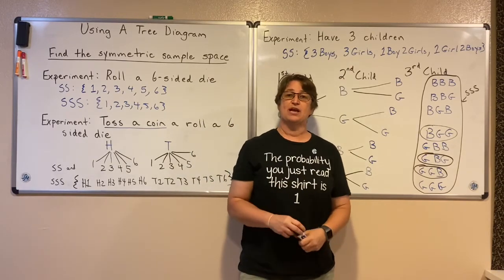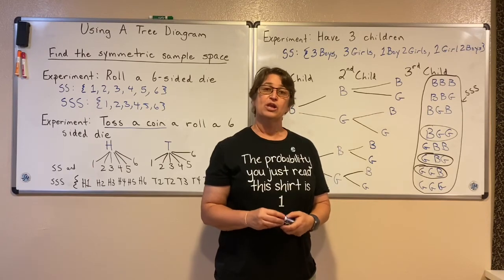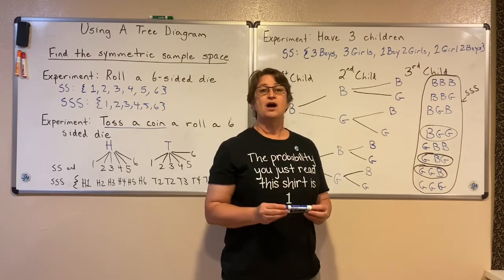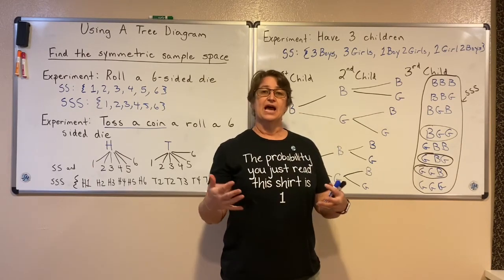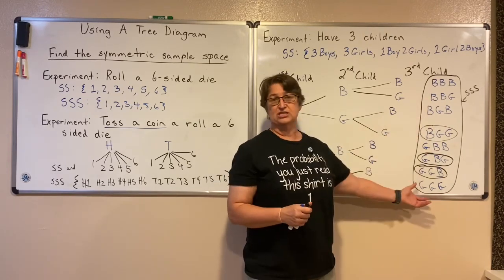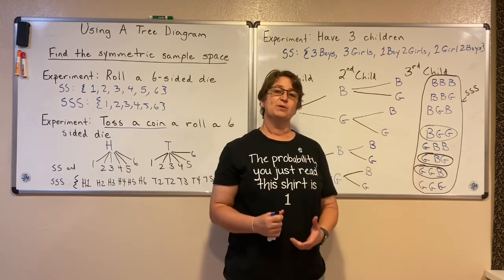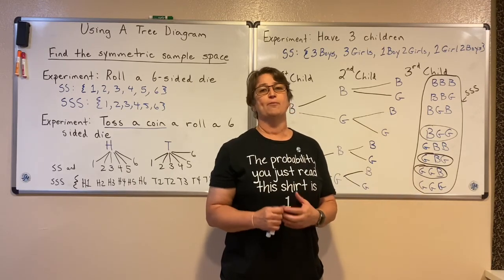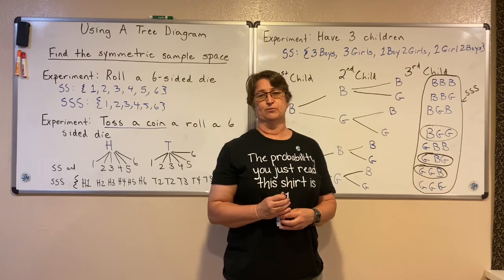Now, symmetric sample spaces are really important to find, because it turns out that probability and area are related. So if we can find this symmetric sample space, it really helps us to be able to see or find the probability of different experiments.